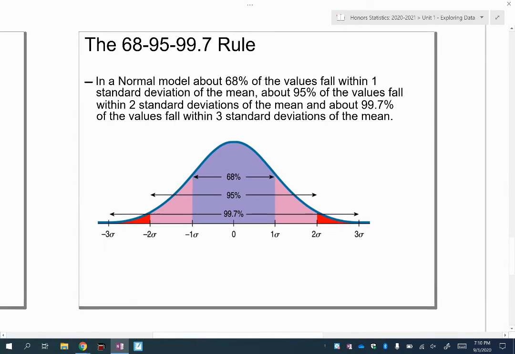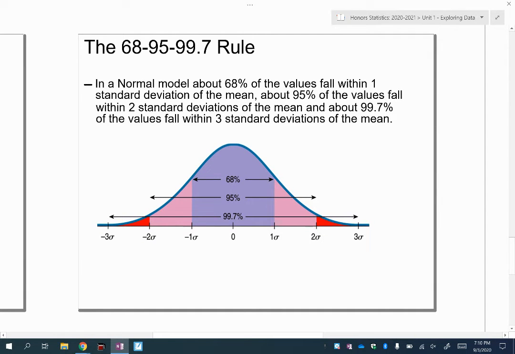One more thing that's interesting about the normal model before we finish up. This is called the 68, 95, 99.7 rule. If you are using a normal model, then what you're saying is that 68% of the data values will fall between one standard deviation above and one standard deviation below the mean. 95% of your data values will fall between two standard deviations above the mean and two standard deviations below the mean. And then 99.7%, so that's pretty much all. Almost all of our data values will fall between three standard deviations above the mean and three standard deviations below the mean.